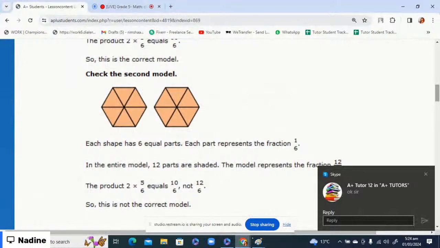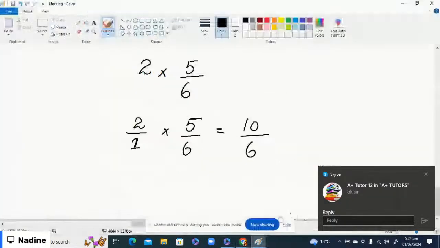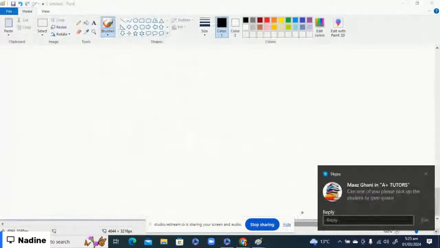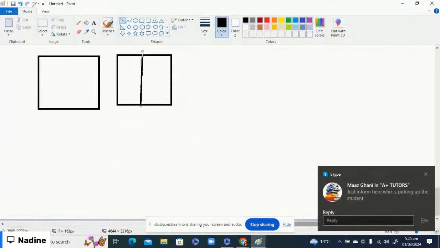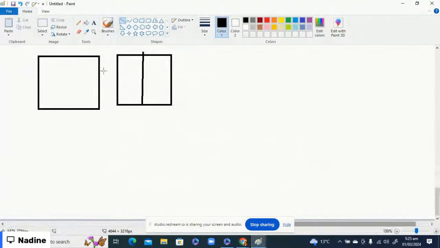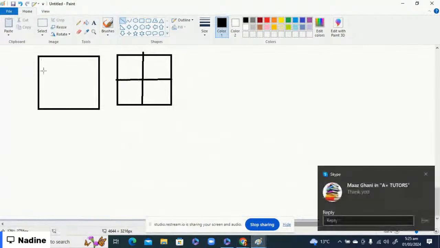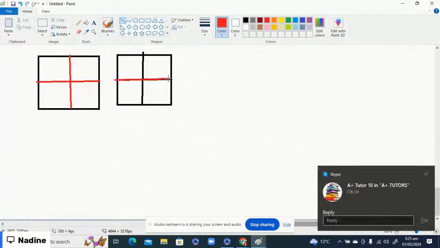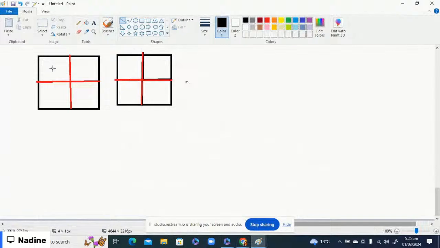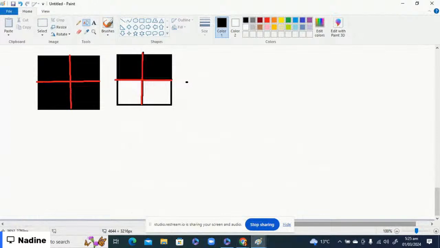Okay. Let me write one question related to that. Draw the figures and then we find the solution. For example, here are two squares, and each square has 4 parts. First I'm going to choose the first model, this one. Now let's color this one, all the 4, and here only the 2 parts.